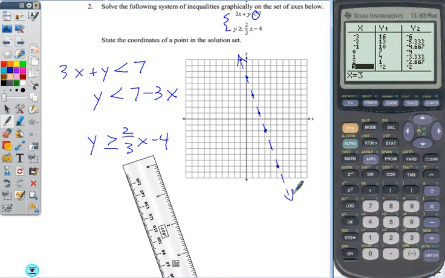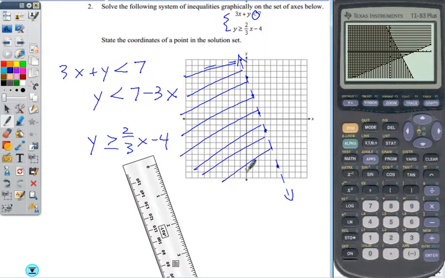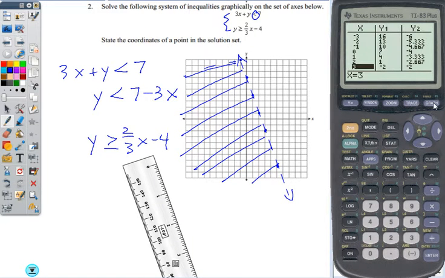And now if I look back to my graph, I'm noticing that this line right here is being shaded below, underneath. So I start shading, and I shade it just like this. I use lines going down towards the ground to shade in. This means that all of my solutions to this inequality are all these points on this part of the graph. So now I've got to graph my second one.